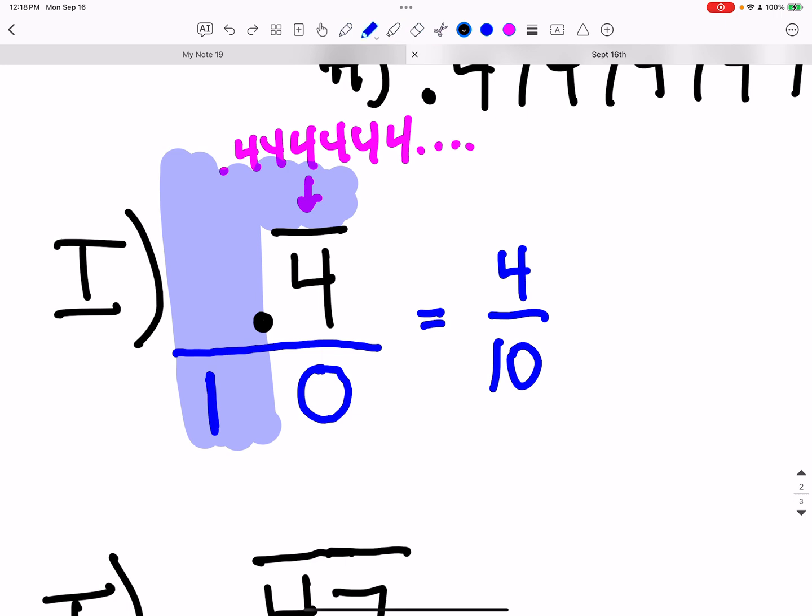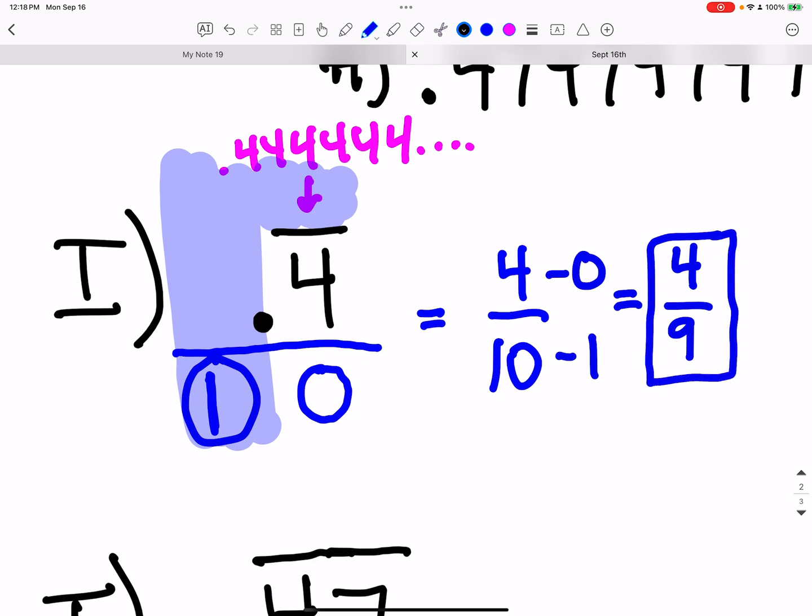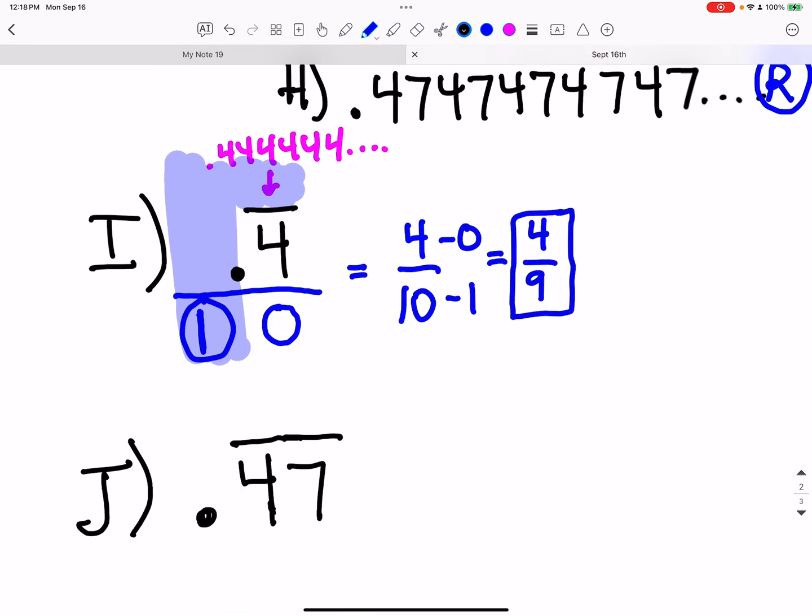Since nothing got ruined, I don't have to throw anything away in the 4s. But in the 10, this 1 got ruined. It got rained on, so I have to throw 1 away from the 10, and the fraction is 4/9. And if you put 4 divided by 9 in your calculator, it's 0.4444444444444. If this doesn't make sense, no biggie. I just want to introduce it.